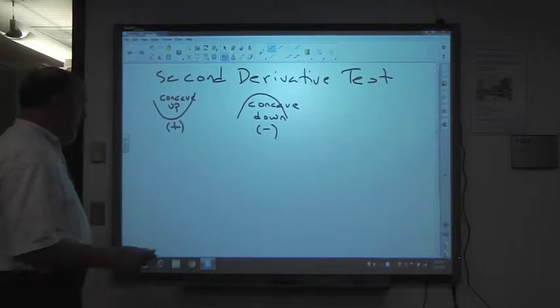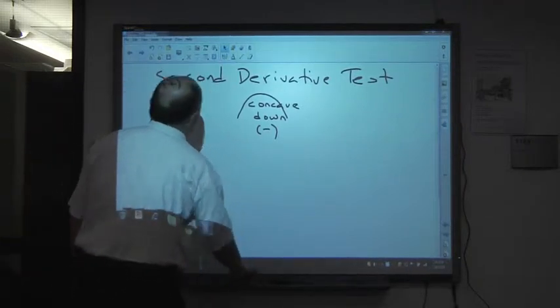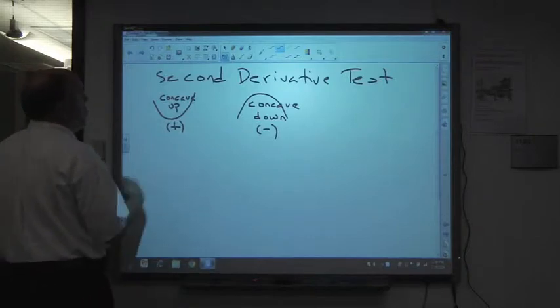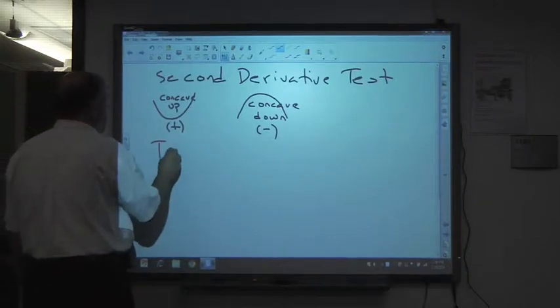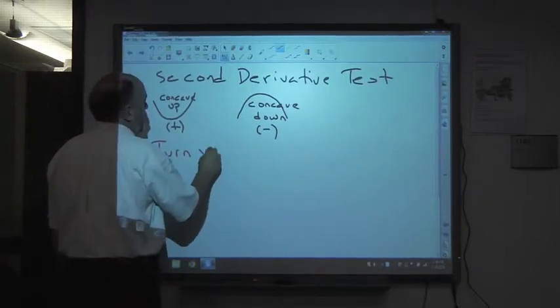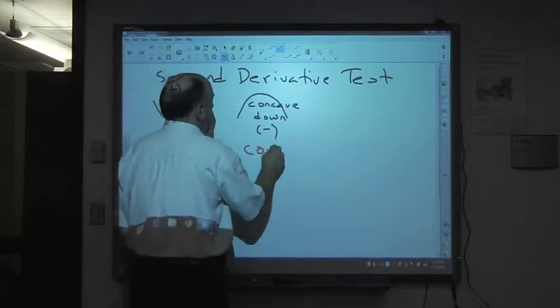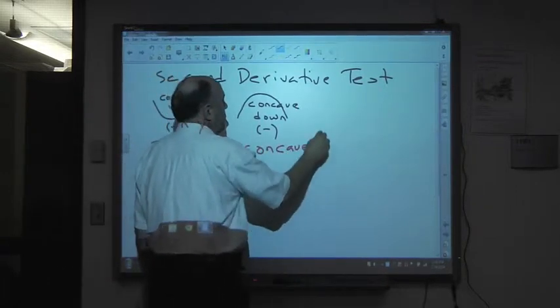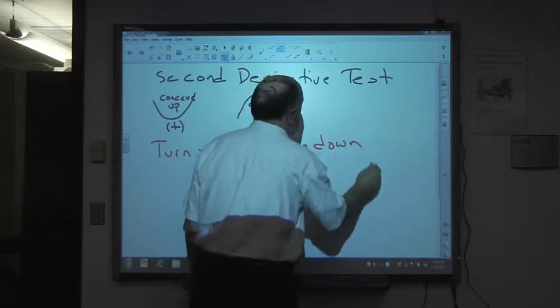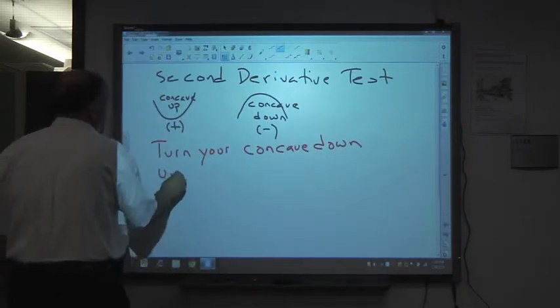So just remember, when you are doing your calculus work, just remember to turn your concave down upside down.